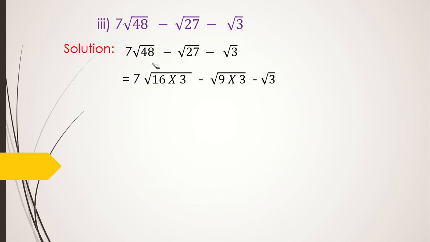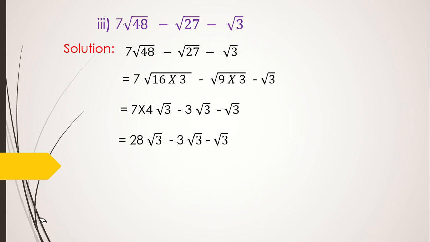Now this root 16 we know is 4. Root 9 again we know is 3. So we will take that out. So it will be 7 into 4 root 3, and this is going to be 3 root 3, and this is going to be root 3. 7 fours are 28. So that's 28 root 3, 3 root 3 and minus root 3. So 28 minus 3, and here there is nothing, meaning 1. So take root 3 outside. We get 28 minus 3 minus 1. So that is actually 24 root 3.